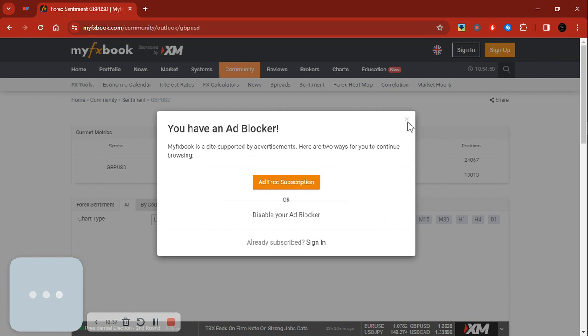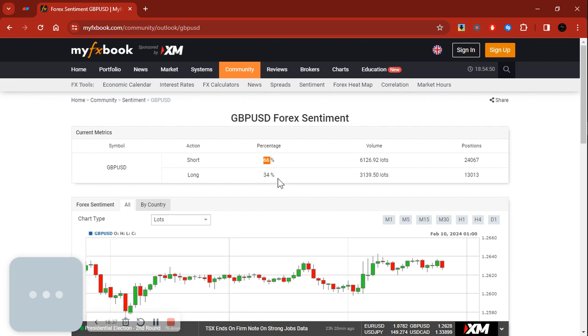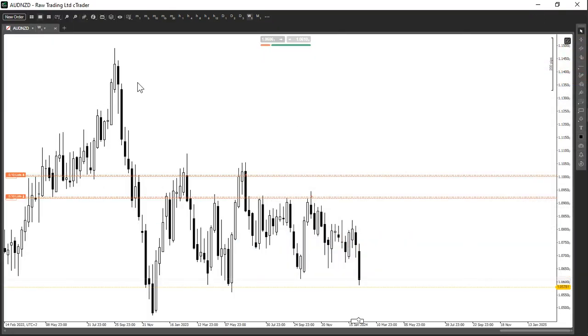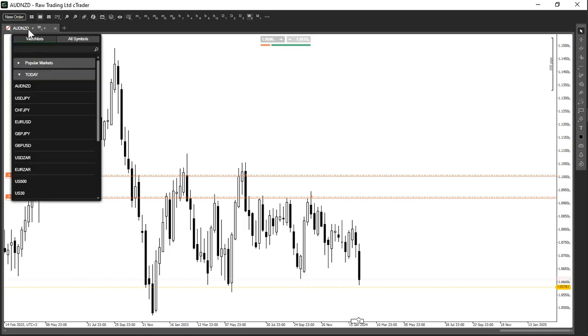And only 34% are actually buying. So what does that mean? If majority is selling, then that means that prices should be pushing higher. So let us go into our actual GBP USD trade, right, that we have running at the moment. So I have GBP USD.